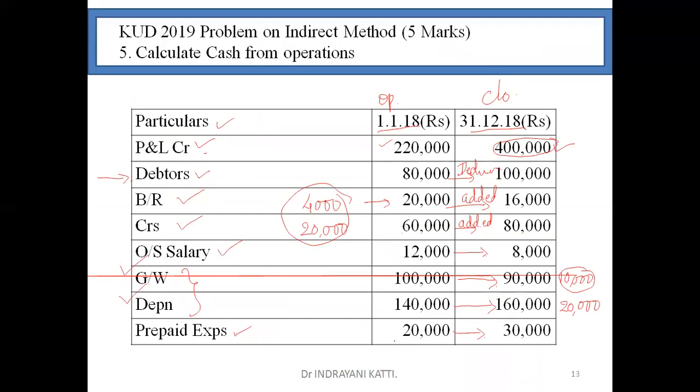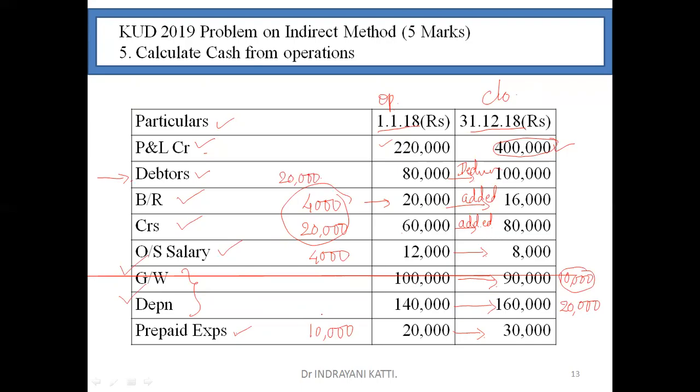Increase in debtors. Debtors are given as 80,000 and 1 lakh. How much is increased? 20,000 is increased. This is deducted. And we look at the creditors item, it is already done. Bills receivable is already taken. Outstanding salary is decreased by rupees 4,000. We have to deduct this also. And prepaid expenses is increased 20,000 and 30,000. So this difference is 10,000. This is also to be deducted.